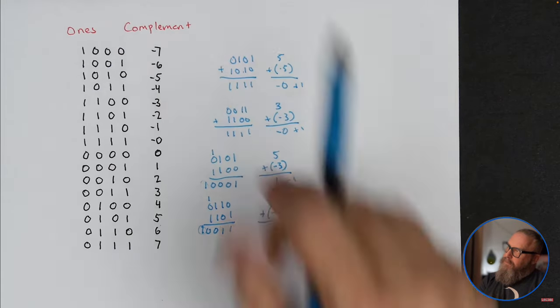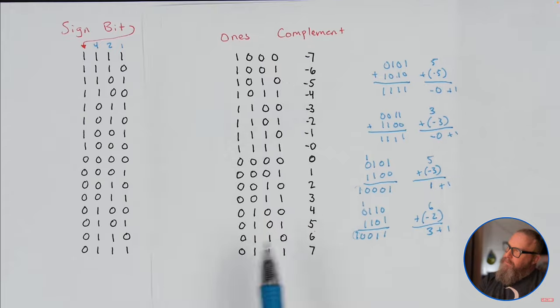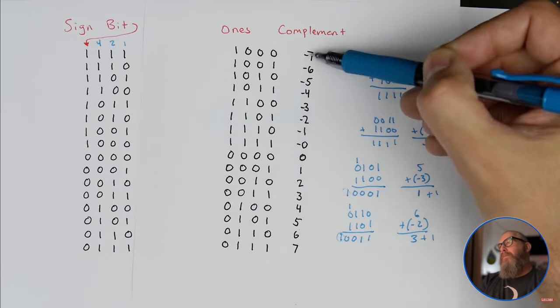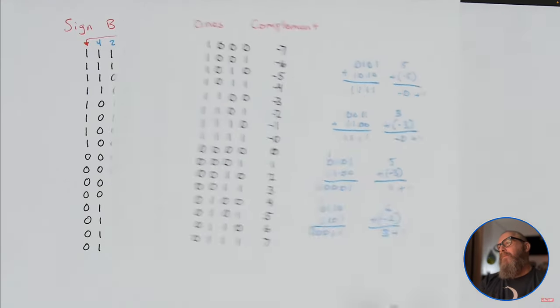And it also still has that nice property that we saw with the sign bit, which is, you can look at this first bit and you can tell these are all negative numbers. And if the first bit is 0, then they're positive numbers.